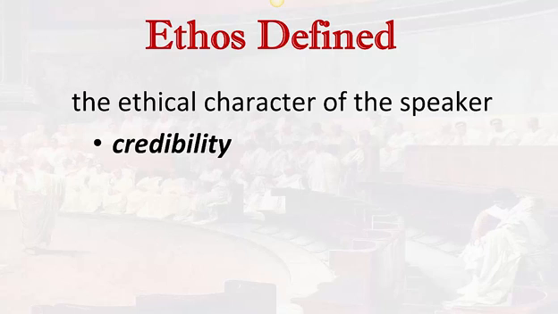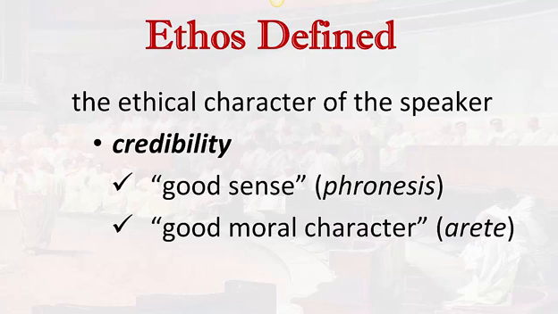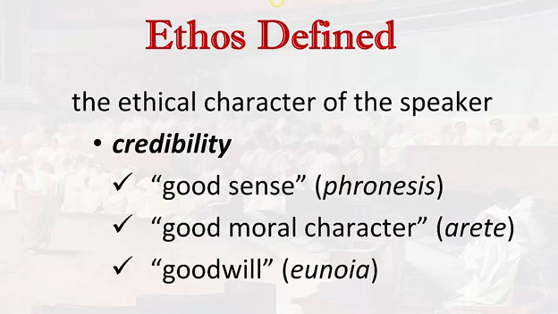And for Aristotle, there were three primary ways in which a speaker would use rhetorical appeals in order to convince the audience of their credibility. Good sense, what the ancient Greeks referred to as phronesis, or practical wisdom. Good moral character, what the Greeks referred to as arete, or virtue. And goodwill, what the Greeks referred to as eunoia. So let's take each of these in turn and see how they operate.